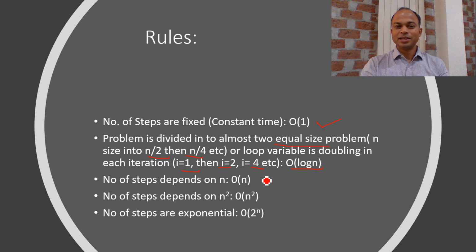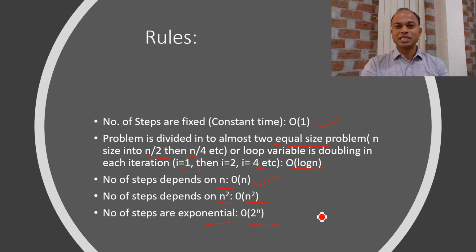Rule number three: if the number of steps depends upon n, then complexity is order of n. Fourth rule: if the number of steps depends upon n square, then complexity will be order of n square. If the number of steps is exponential, then complexity will be order of 2 raised to the power n. So in total we have 5 rules, and if we are able to apply these rules on any algorithm, then we can find out the complexity in a very easy manner.